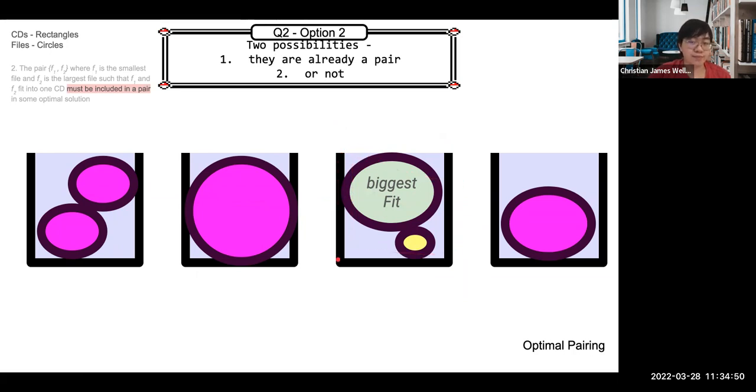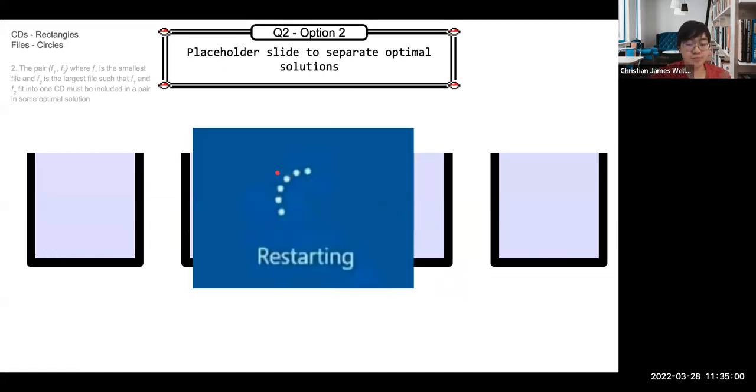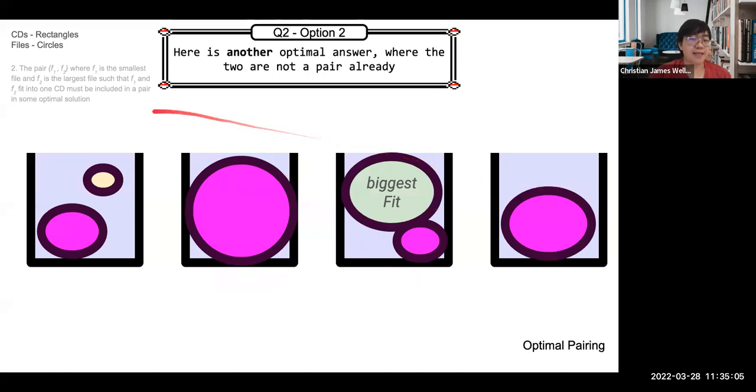So case 1, this is already a pair. So we are done. We don't really need to argue too much. Now let's view another optimal solution, something like this, where the smallest file is over here on the left. We have another optimal answer. This is the smallest file, but it's not paired together with the best answer that can fit with it.